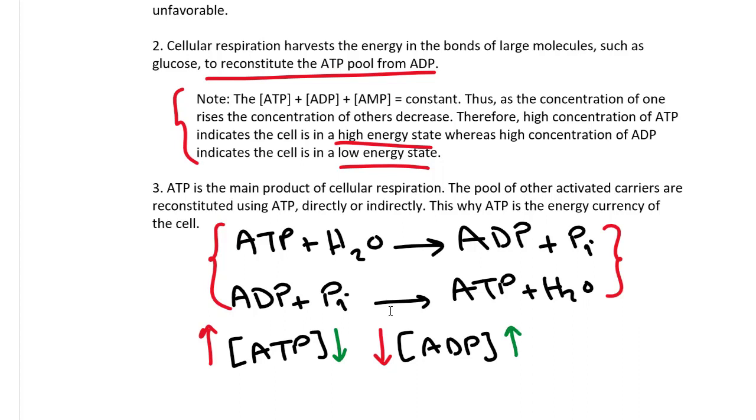So if ATP concentrations go down and ADP concentrations go up, well, the cell is at a low energy state because it doesn't have a lot of ATP, but it has a lot of ADP. Whereas if it has a lot of ATP and very low ADP, then the cell will be at a high energy state. Now, just using one of them, saying that ADP concentrations are high, means the cell is at a low energy state. Because if I know what the ADP concentrations are, I can know what the ATP concentrations are because they're connected to each other, and vice versa.